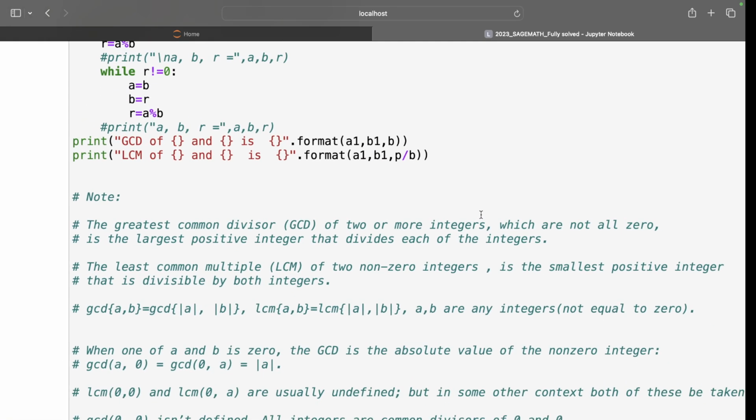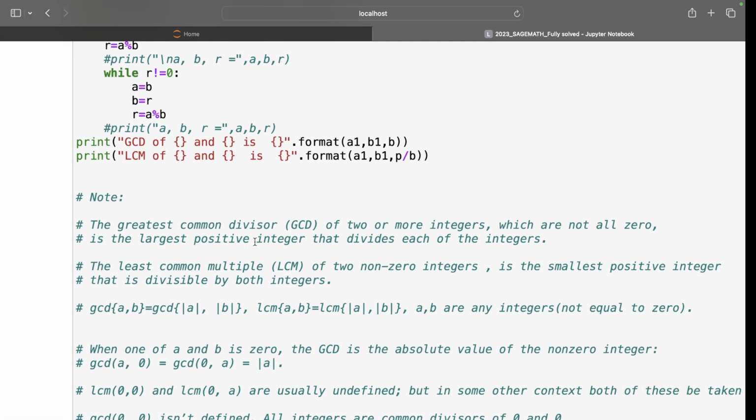This is the greatest common divisor: the largest positive integer that divides each of the integers. And the least common multiple, LCM, of two non-zero integers is the smallest positive integer that is divisible by both integers. And GCD of A and B is the GCD of |A| and |B|.